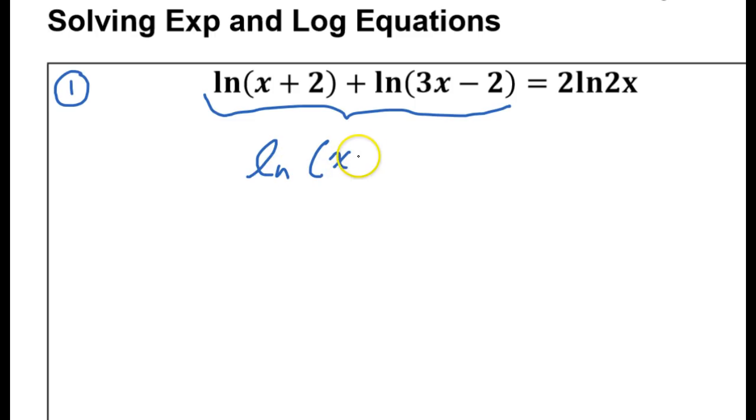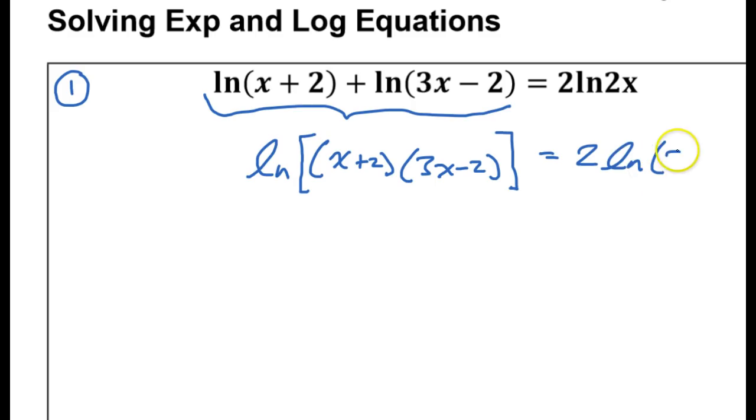So this would be the same thing as the natural log of x plus 2 times 3x minus 2. Alright, and just to be clear, all of this is within the argument of the natural log. It's inside the natural log. And so that will equal 2 times the natural log of 2x.